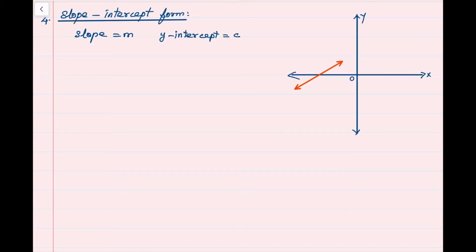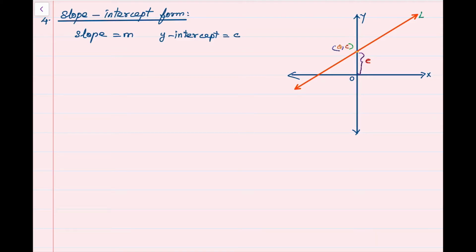The fourth case is slope-intercept form. So, let the slope of the line be m and the y-intercept be c. Consider this straight line L. This is the y-intercept and this distance is c. So the coordinates of this point will be 0, c. And the slope of the line is m.